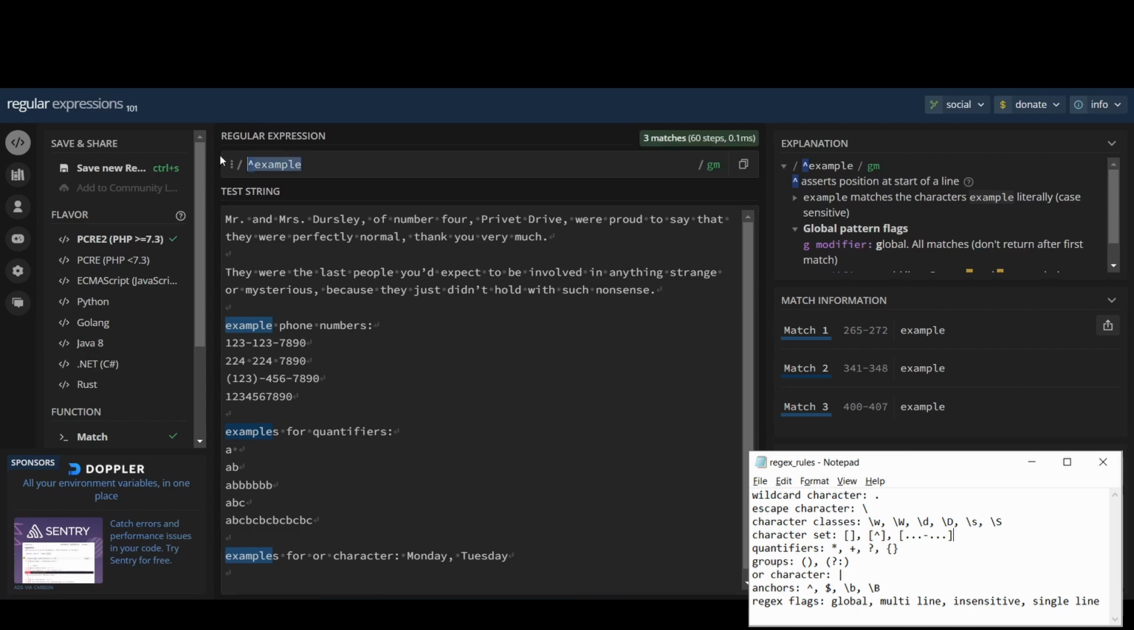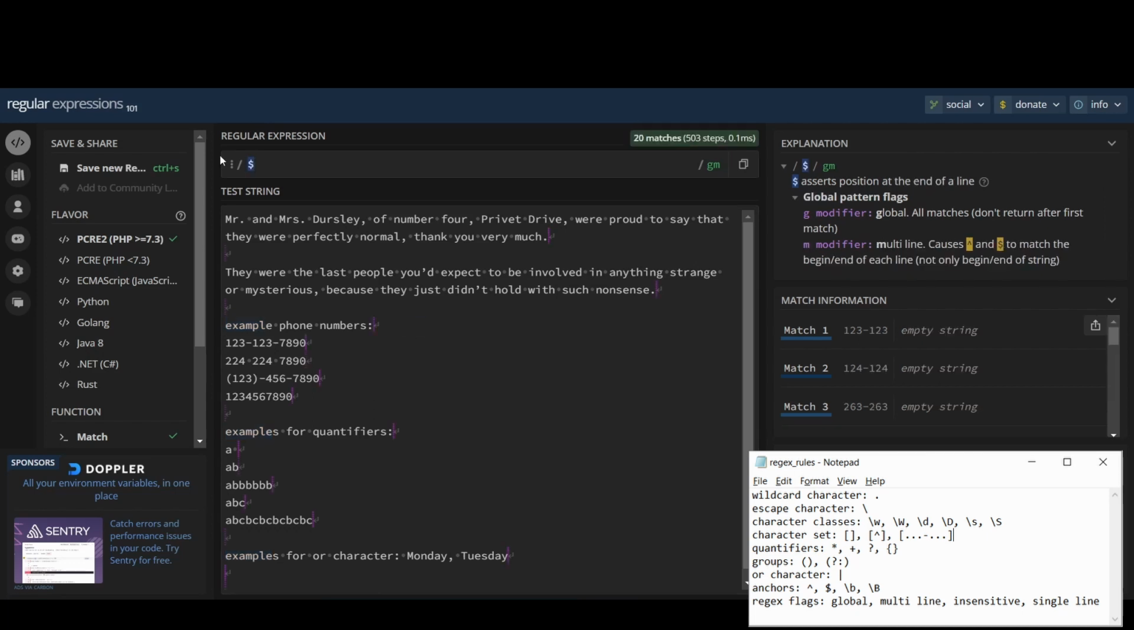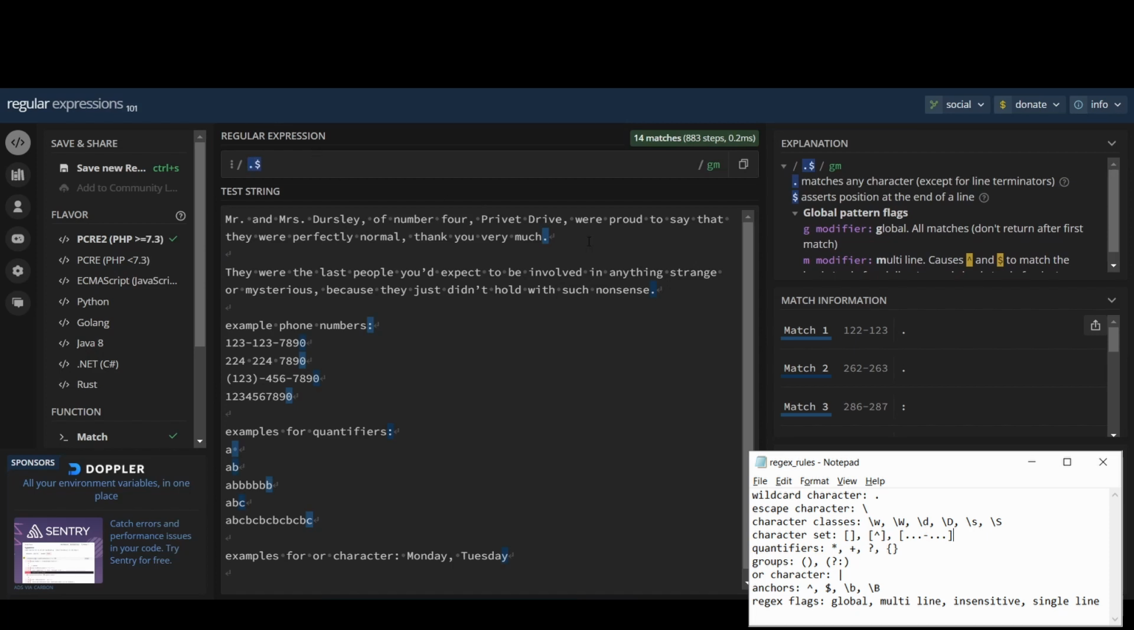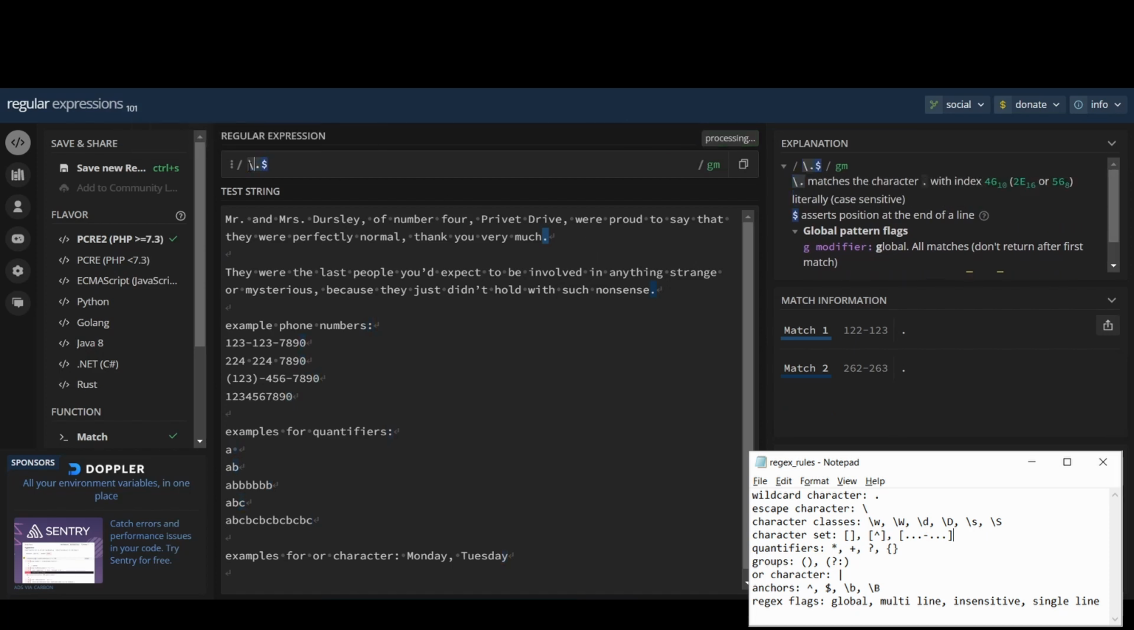The next anchor we are going to talk about is the dollar sign. Dollar sign is the opposite of the caret symbol. It's going to assert position at the end of a line. So if we want to see the period that's at the end of the line, then we can do backslash period dollar symbol. As you can see, we are only getting 2 matches.